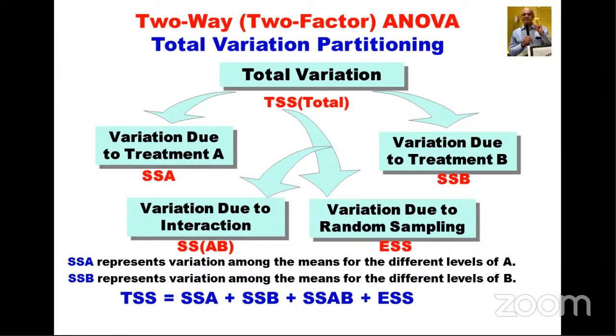SSAB means the interaction between A and B: how A interacts with B or B interacts with A. And ESS is the inherent error, that is, random sampling error. Other things are almost the same.